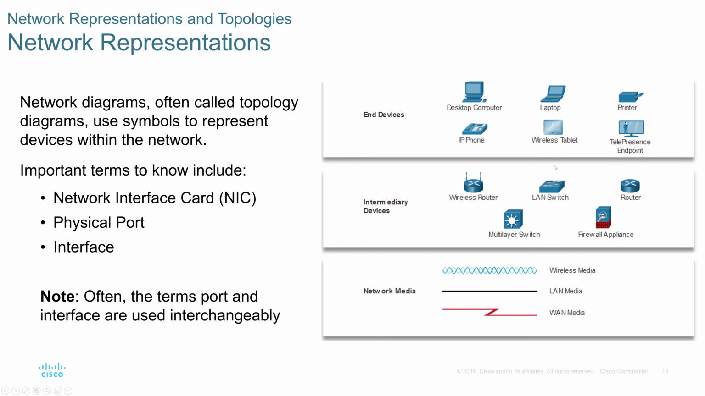If you look at your right hand side, you'll see some common representations of end devices such as desktops, laptops, and wireless tablets, and intermediary devices such as routers and switches, and the network media such as LAN Ethernet connections, wireless media, and WAN connections. These symbols are typically used in the Cisco Packet Tracer software, and we will look into that Packet Tracer software in our future videos.